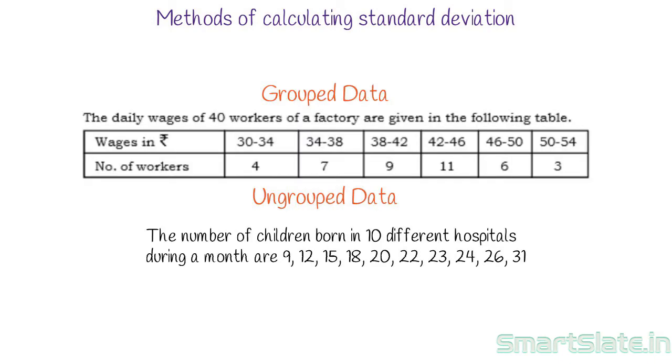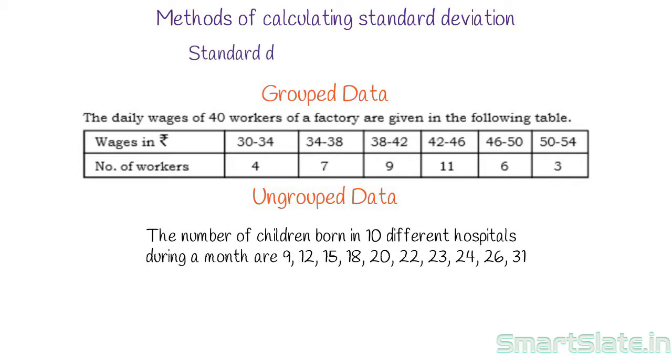Before going into that, I want to explain to you what is grouped data and ungrouped data. Data obtained in raw form is ungrouped data. This is also called raw data. Whereas grouped data is in more condensed form. Groups of suitable size are made and frequency is mentioned along with the group.